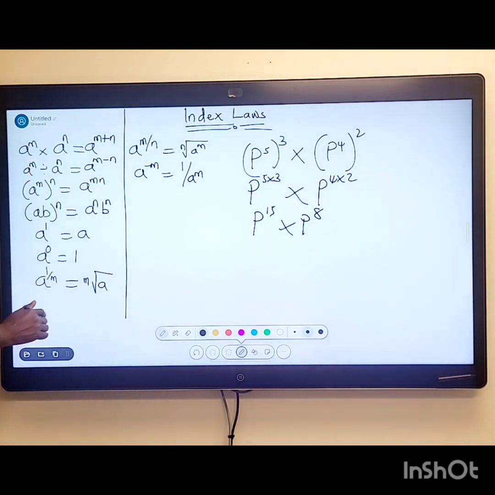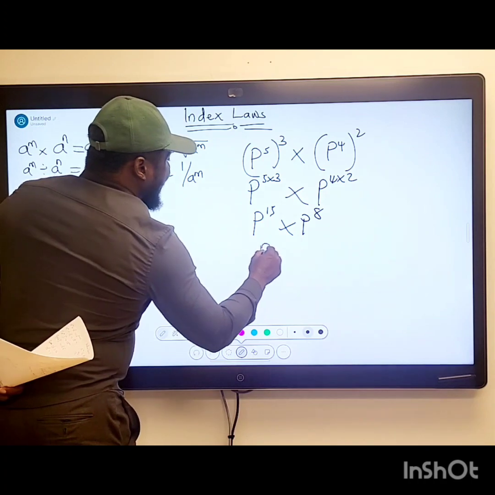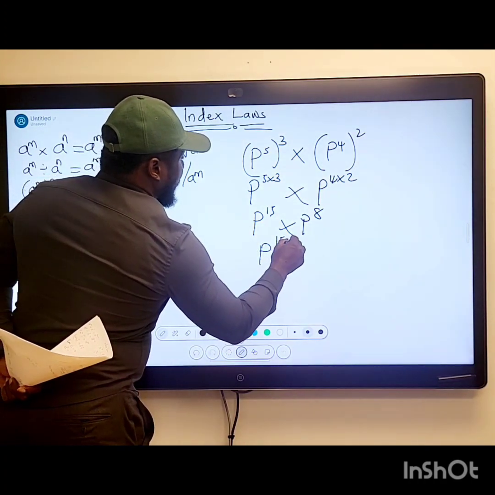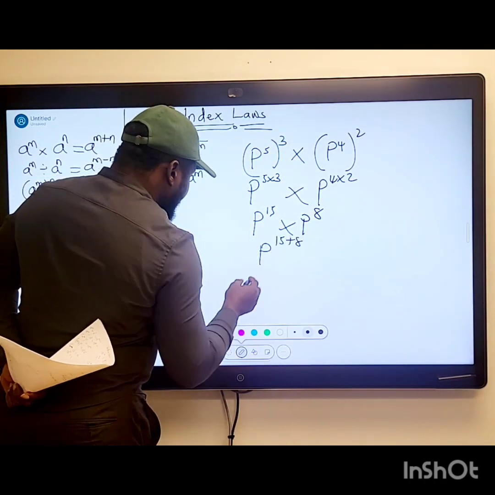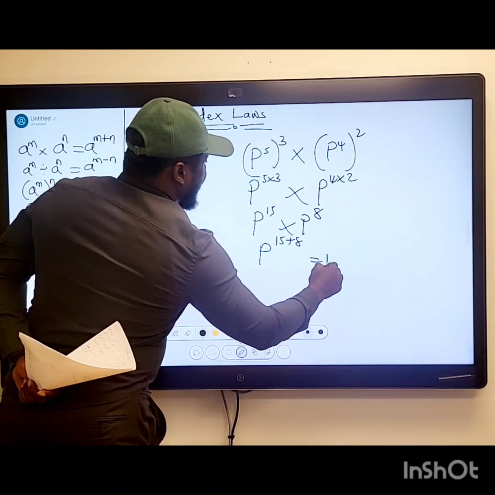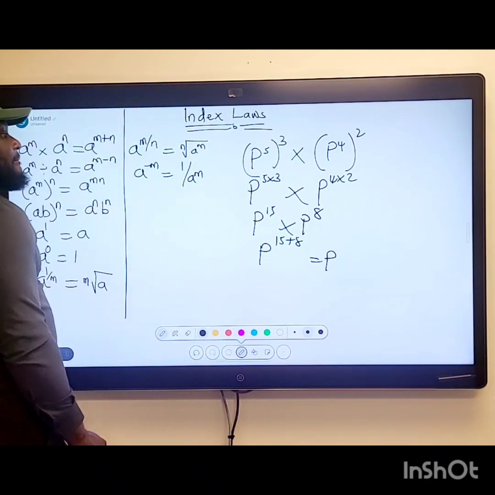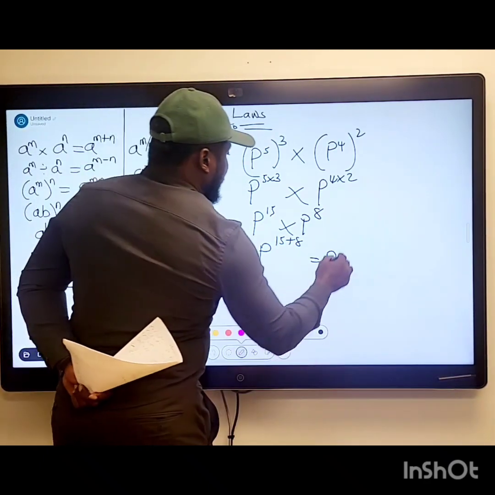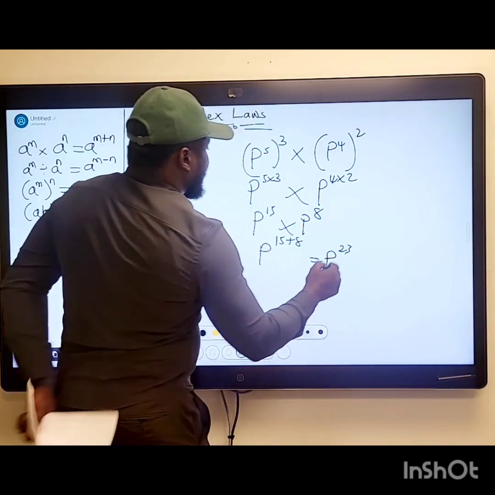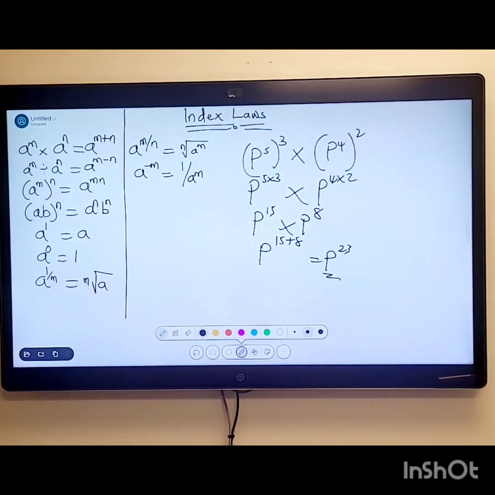So what are we going to do here? That means P raised to the power 15 plus 8. And then that means P will give us, that should give us 23. So that is the answer. So you can see that one law results in another law.